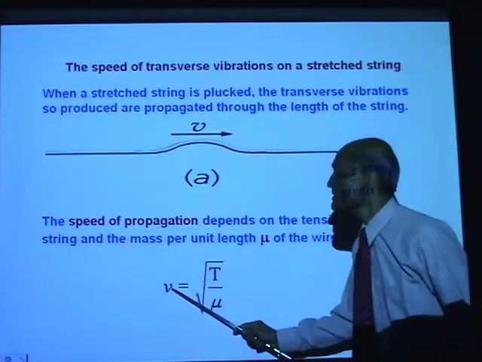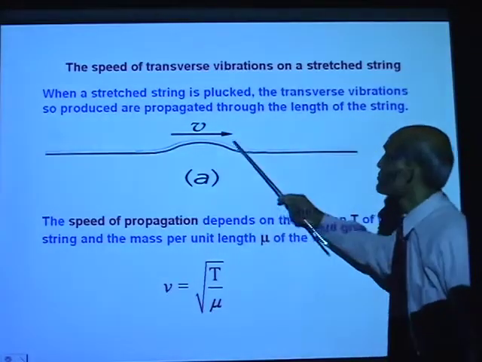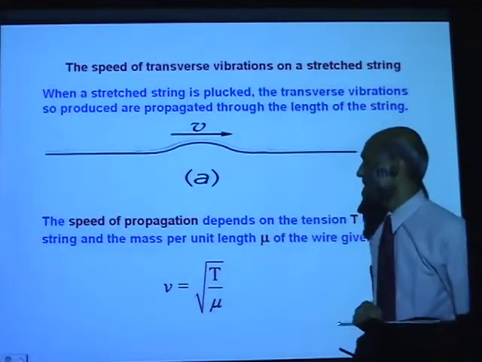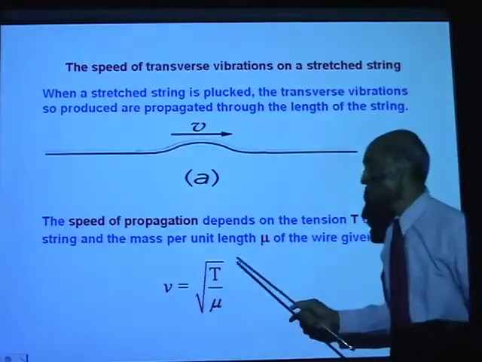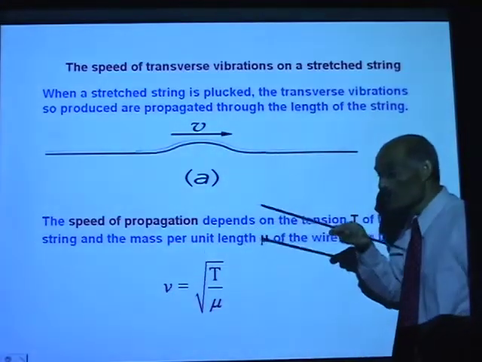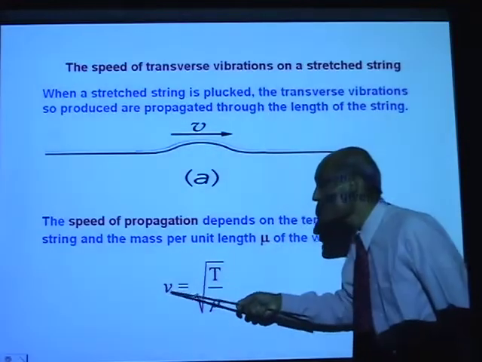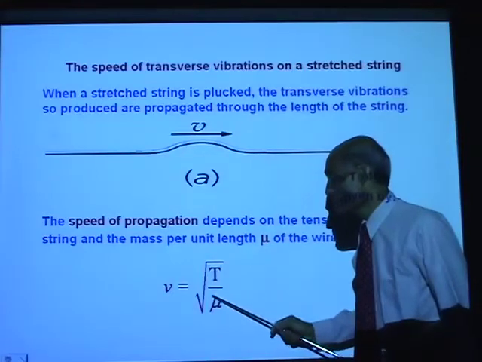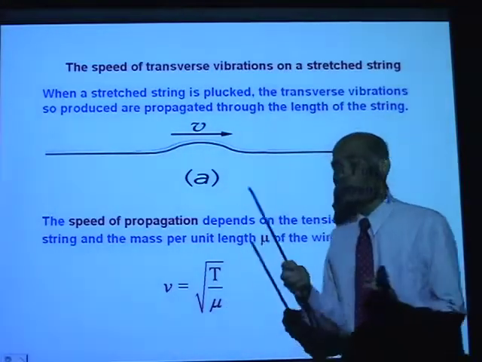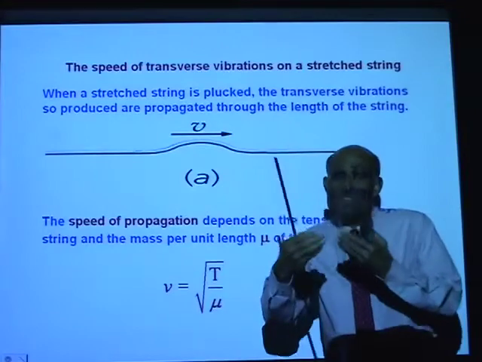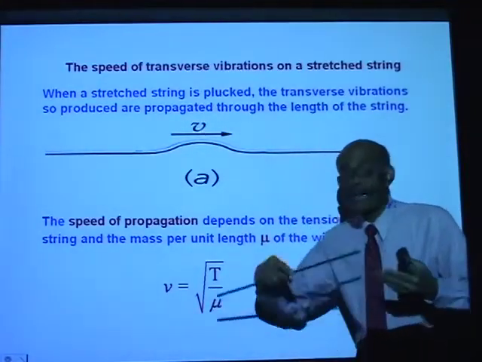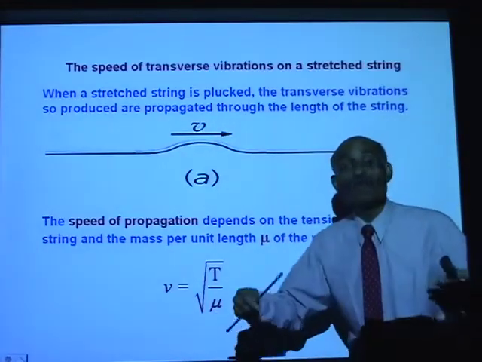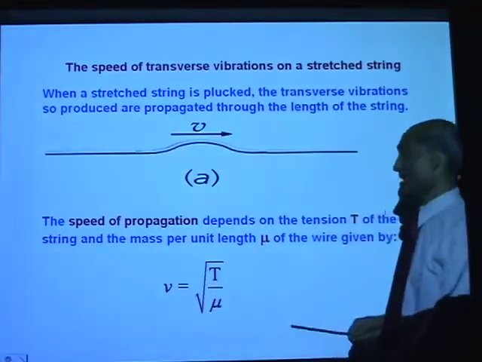That means the speed of transverse waves on a stretched string is given by the square root of its tension divided by mass per unit length. That means if you stretch it with a greater force, the speed will also be greater. And what does this tell you? Mu is in the denominator. Mu gives us an idea of the thickness of the string. If mu is greater, you have a thicker string. The string gets thicker, the speed will be less, and so on.